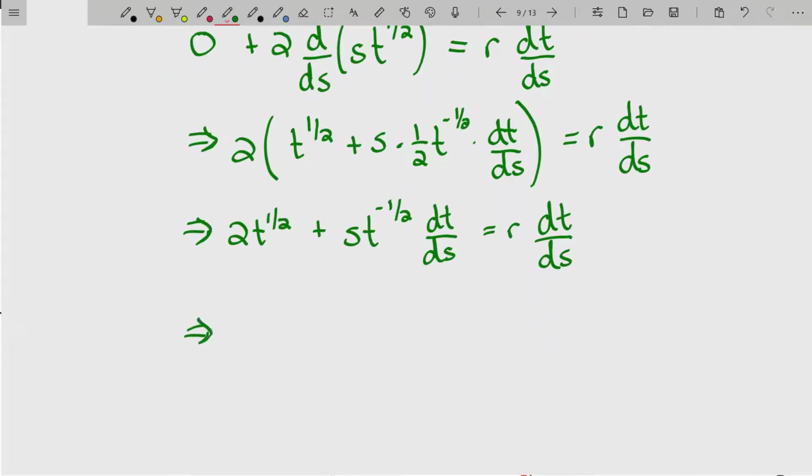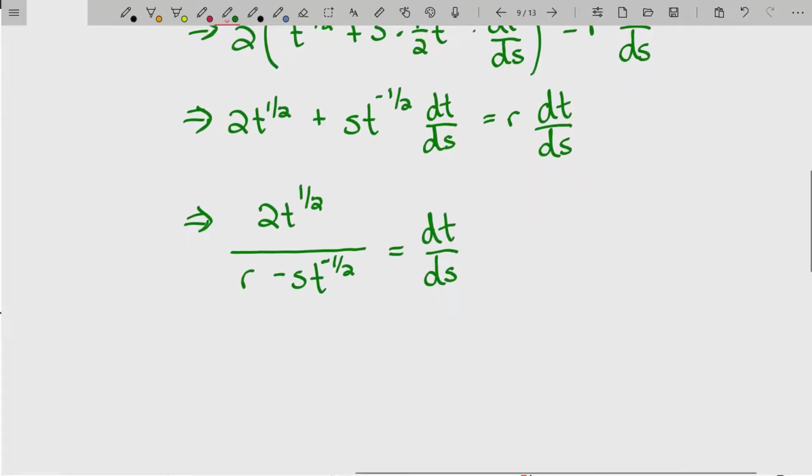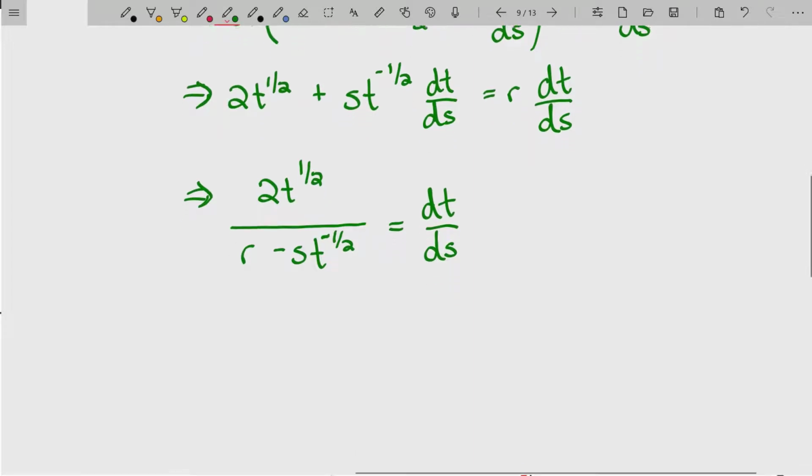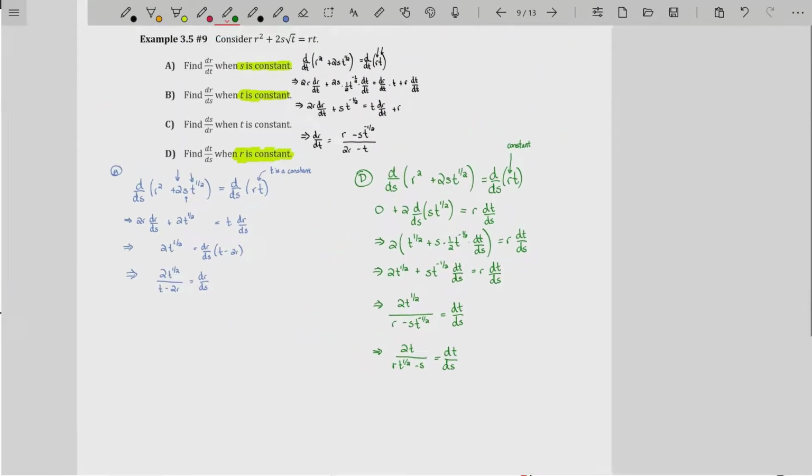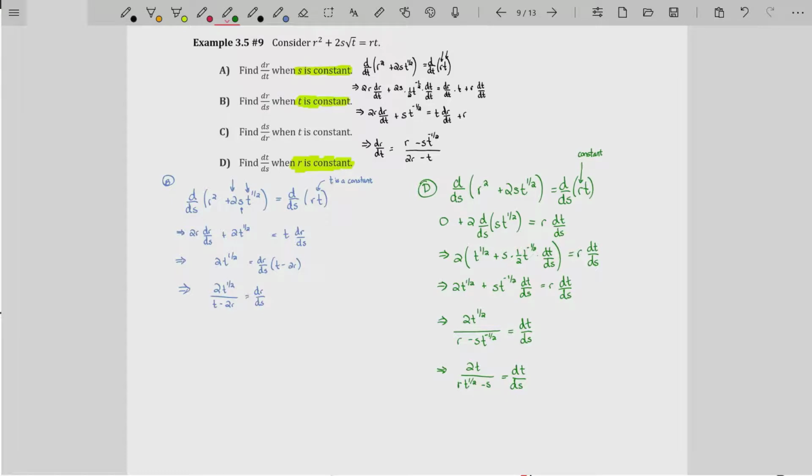And not to bore you, I'll just quickly solve this out. Technically I can multiply numerator and denominator by t to the 1/2 power, and I would get the following: 2t over r t to the 1/2 minus s is equal to dt ds. But that's neither here nor there. A little bit of algebra in there. But that's kind of the distinction. That's why we use Leibniz notation. So we could say, here's a function involving a bunch of variables. Take the derivative of this one variable with respect to this other variable. There are a lot of combinations you could do in this problem. I only selected 4 of them, and we only did actually 3.